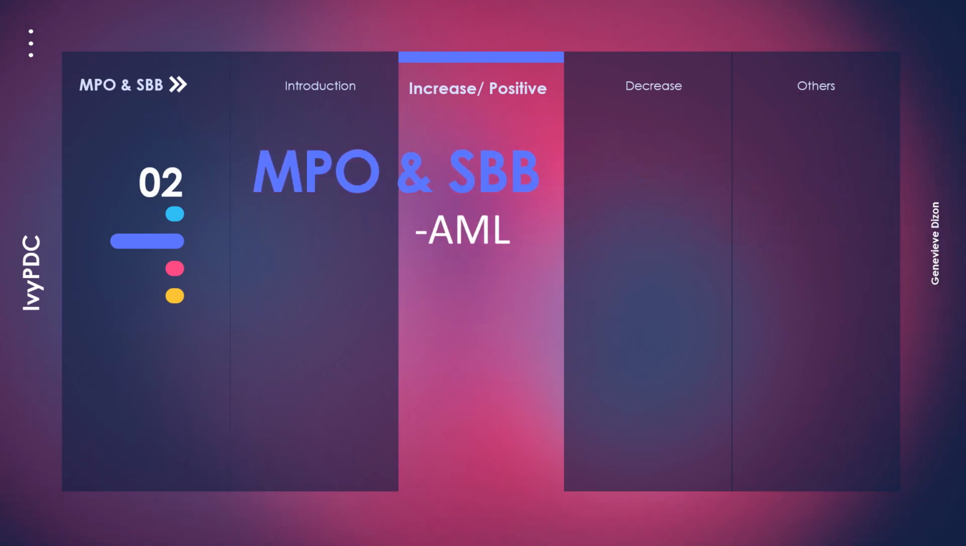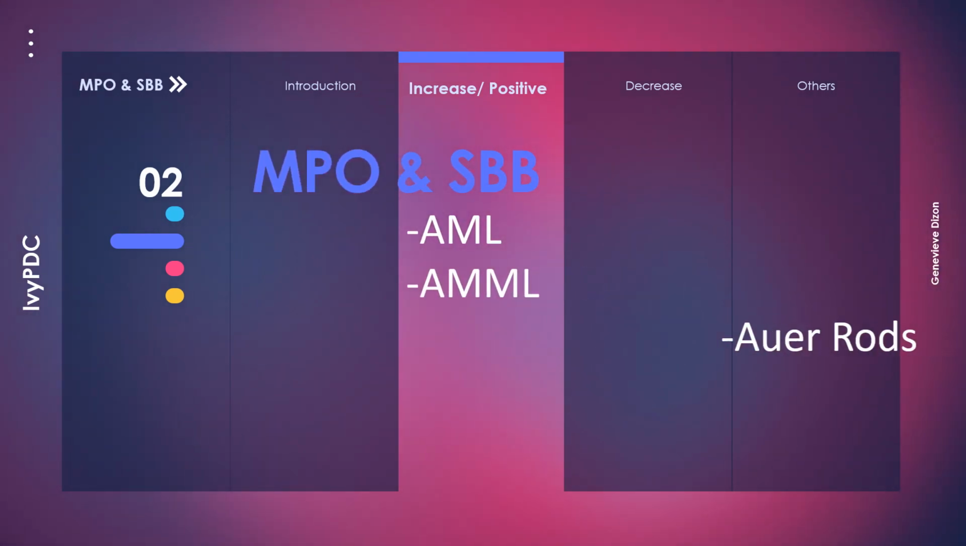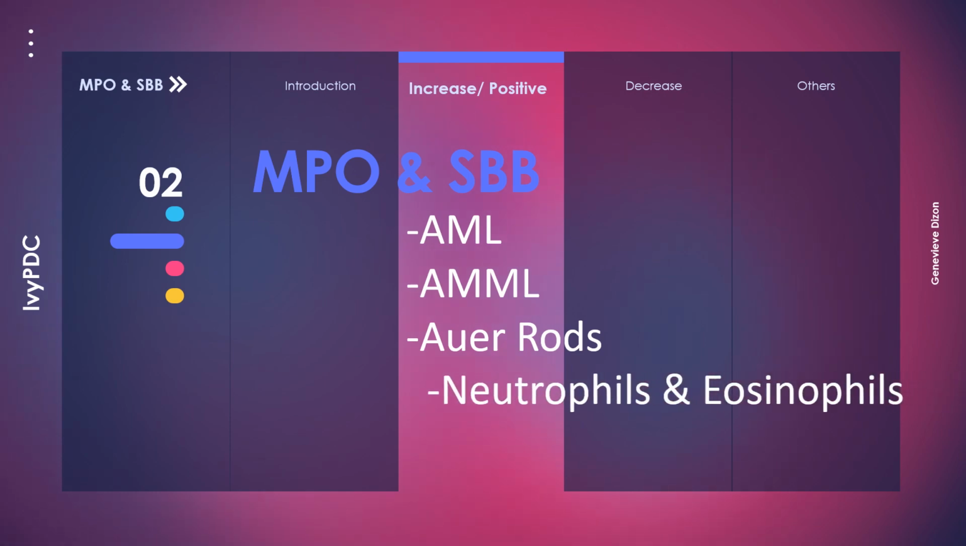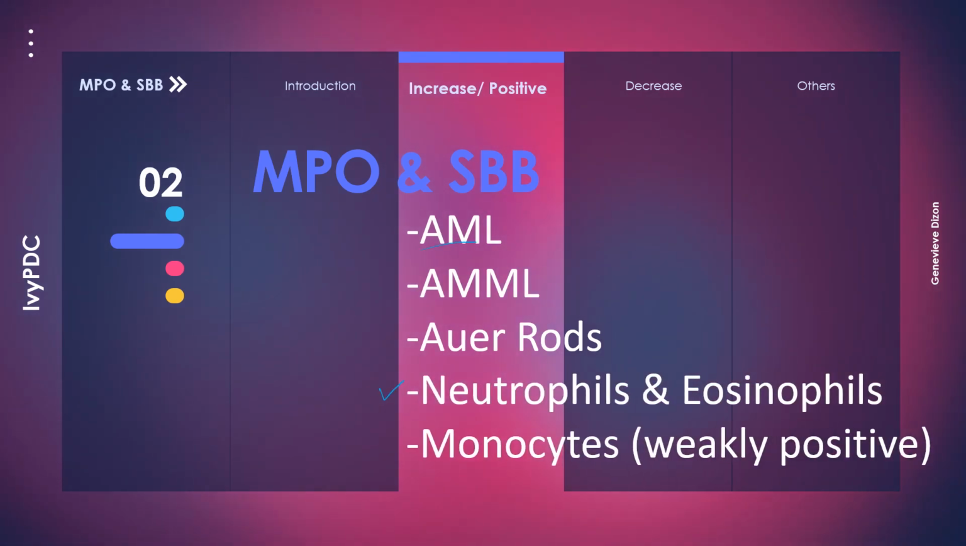Since both MPO and SBB would be able to identify the presence of granulocytic cells, then acute myeloid leukemia would give a positive result for these two methods. And since monocytes may also give a weakly positive result, therefore acute myelomonocytic leukemia may also be positive. Auer rods, which are found in leukemic blasts and promyelocytes, will test strongly positive for MPO.